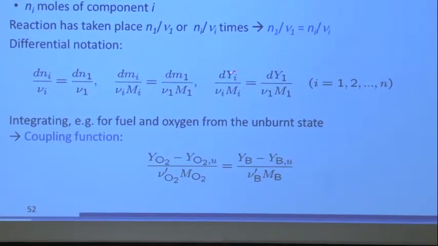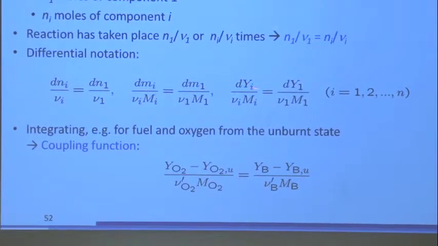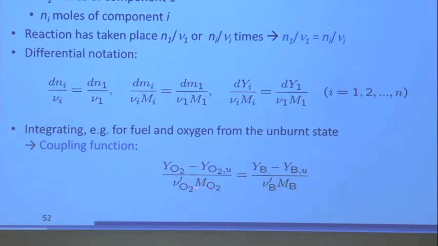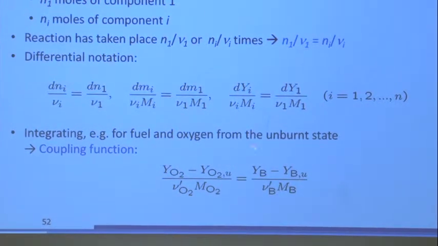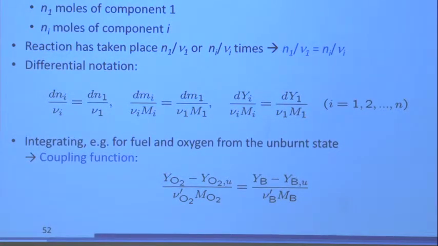I have Y oxygen minus Y oxygen in the beginning. That's the integral of this divided by this. And then this would be Y fuel minus Y fuel in the beginning, divided by this here for the fuel. Okay? So that's called a coupling function, because it couples the concentration of all species to the concentration of fuel. Or I could also couple to the concentration of oxygen. Which means if I have a one-step global reaction, I don't need to solve equations for each single species. I only need one, because all others are coupled.